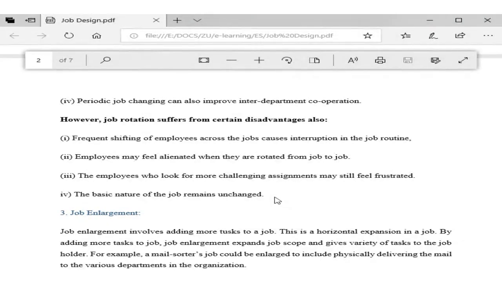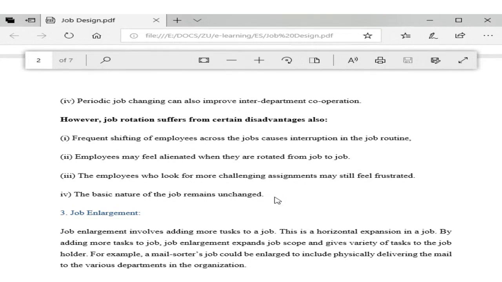Employees may feel alienated when they are rotated from one job to another. We are told now we are being taken to a branch in Lodwar. Some of us may not be comfortable. Some people may not be comfortable. They feel like, why me? Why am I being moved?